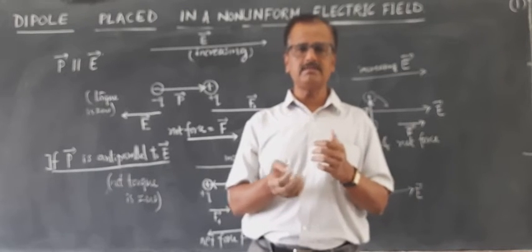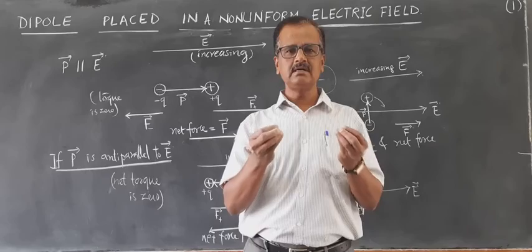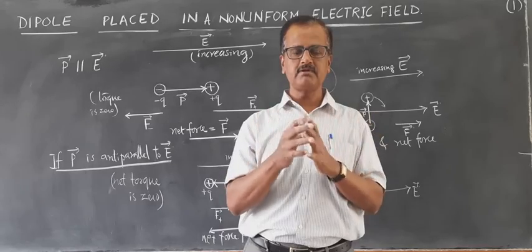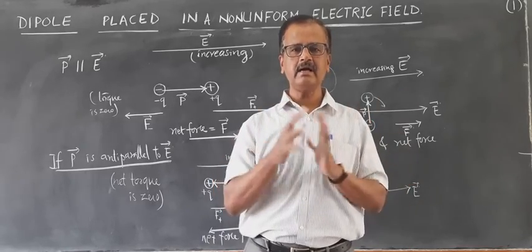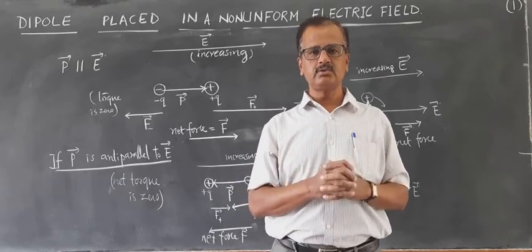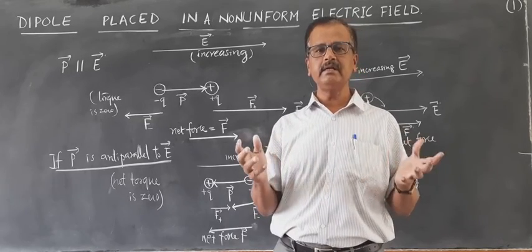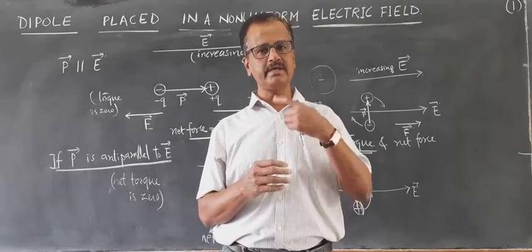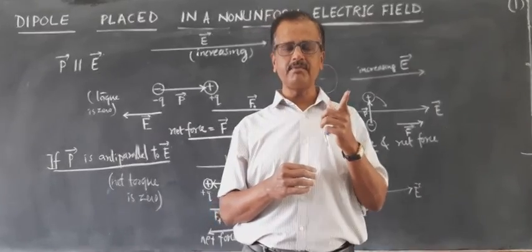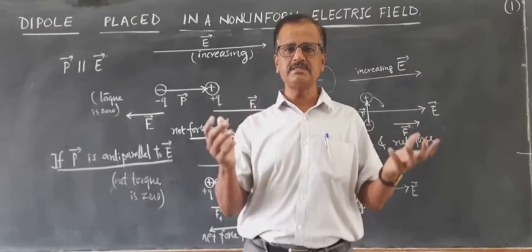As a result, they topple and jump towards the charged comb. Afterwards, after getting stuck to the charged comb, within a few moments, the pieces of paper get neutralized, and again they are dropped back. They fall back down to the surface. So this is how one can explain the dipole moments in non-uniform electric field. They experience torque because of the non-uniform electric field, as well as a net force. The net force is non-zero.